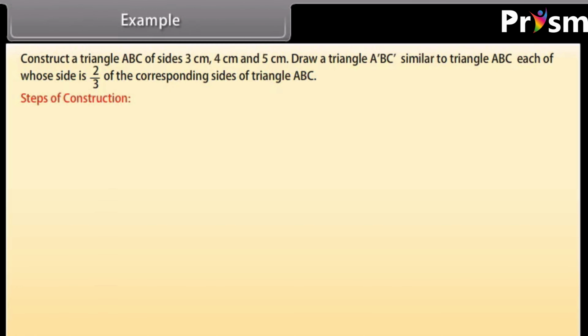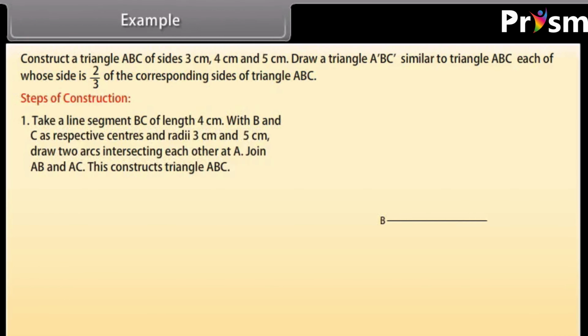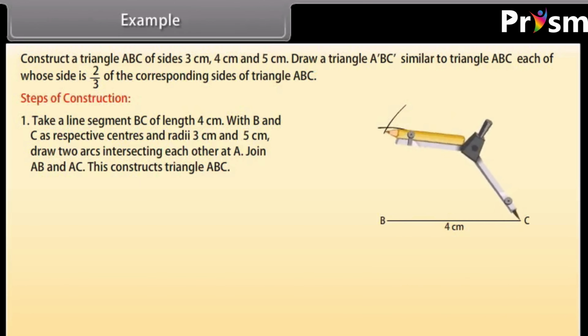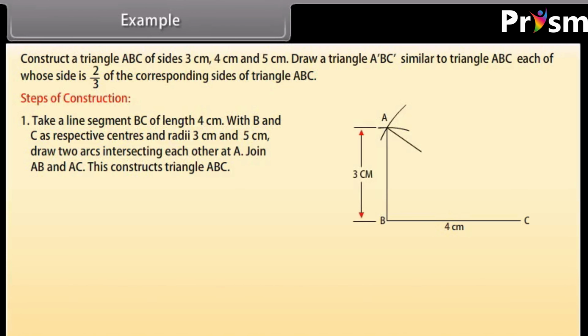Steps of construction. Take a line segment BC of length 4 cm. With B and C as respective centers and radii 3 cm and 5 cm, draw two arcs intersecting each other at A. Join AB and AC. This constructs triangle ABC.